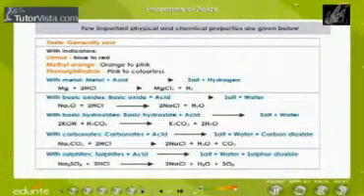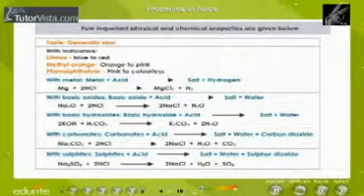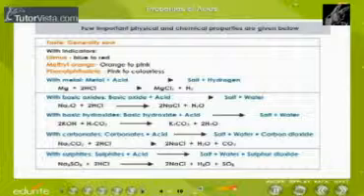Properties of acids. A few important physical and chemical properties of acids are summarized here.